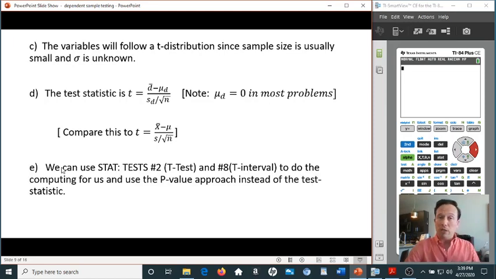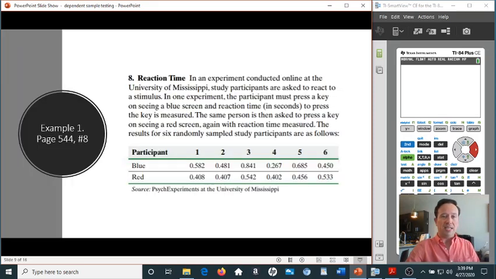Okay, now also we're going to be using our calculator very much more so than actually doing stuff by hand. And again, since we're going to be using the t-test, we'll need program 2 and program 8 to do the p-value from the t-test and the confidence interval from the t-interval. Okay, so we'll be using that instead of the test statistic. We will do one problem though with the test statistic.